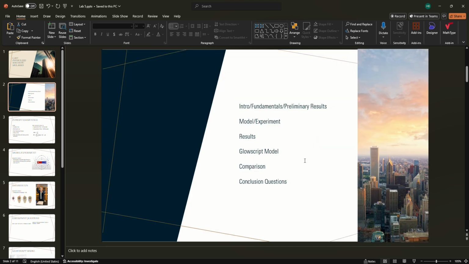Here's our table of contents. We're going to go into some introduction, some fundamentals, and some preliminary results. We're going to describe the model and the experiment, then go into the results for that actual experiment. We're going to use a similar method with the GlowScript model and look at the results for that, compare the two, see what's different and what's the same, and have some conclusion questions to examine this.